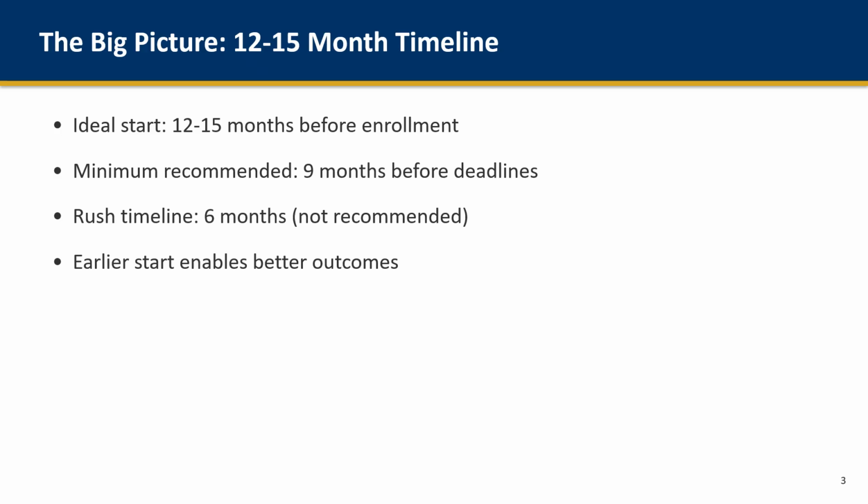A rush timeline of 6 months or less is possible but not recommended. You can technically pull together applications quickly, but quality suffers. Rush statements, last-minute recommender requests, and insufficient research lead to weaker applications. Earlier starts enable better outcomes for several reasons. You have time for multiple drafts, you can contact faculty and have meaningful exchanges, you can request recommendations properly, you can address any gaps in your preparation. Time is your friend in this process.